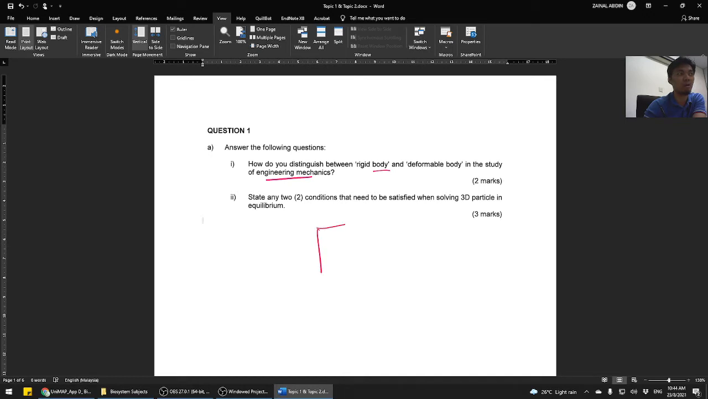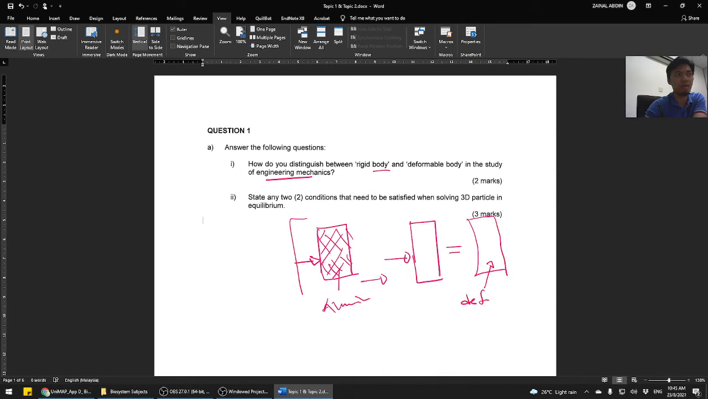For example, you have a block of aluminium. If you push or press from this side, the aluminium is still there. Maybe it is moving, no problem, but we call it a rigid body because the shape is not deformed, compared to a deformable body where you press it and then it goes like this. It deforms. That's how you distinguish between rigid body and deformable body. For example, a deformable body is rubber. You have the rubber, kan? That's a deformable body.